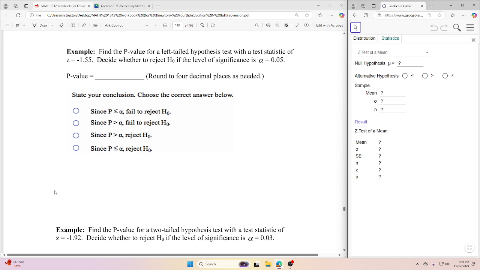I'm going to use GeoGebra to do it all from here on out, okay? It's GeoGebra time, finally, and that's a good thing for us. Okay, but the very first question says, find the p-value for a left-tail test where this is my z-score and alpha's that much, go.